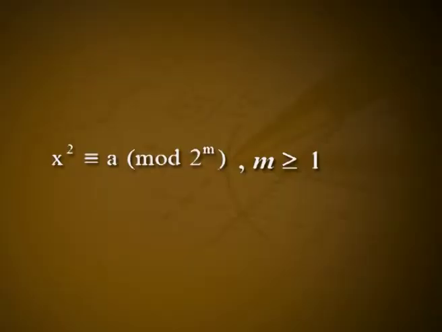To complete the study of quadratic congruence, x square congruent to a mod n, we still must know how to solve x square congruent to a mod 2 raised to m, m greater than or equal to 1, that we will discuss in the next theorem.